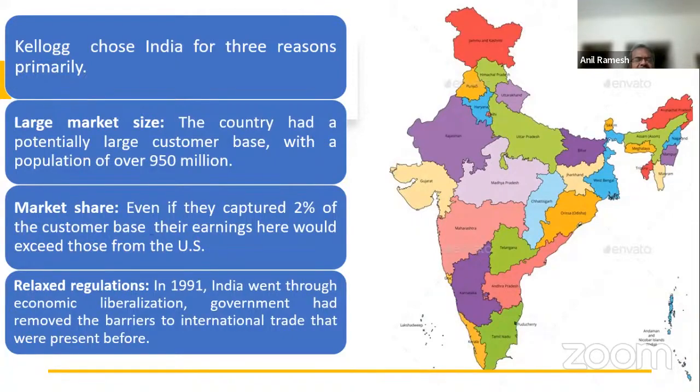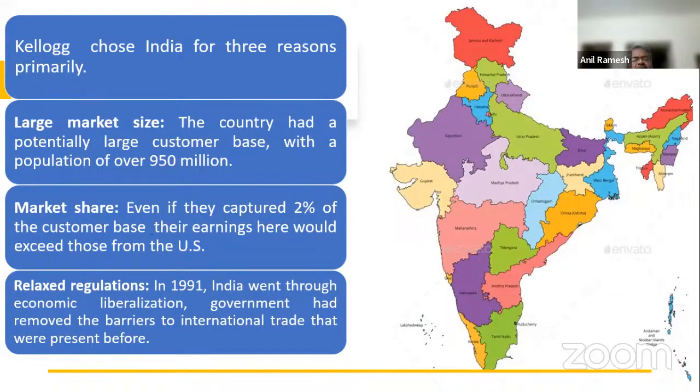Market share. They understood that the Indian market is tough to capture. India, unlike other markets, has deep cultural nuances about everything: language, food. So it is not an easy market to capture, but they realized it. Their expectation was that even if they capture 2% of the customer breakfast habit, their earnings would exceed those in the USA. So they entered with a lot of expectations.